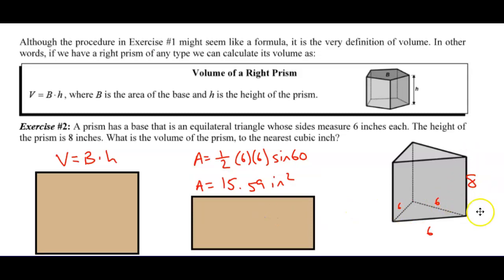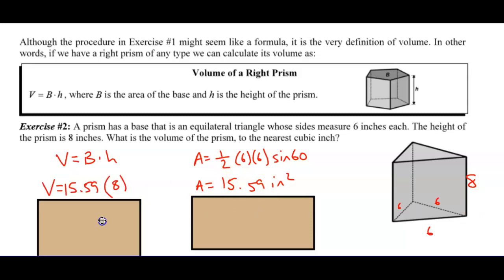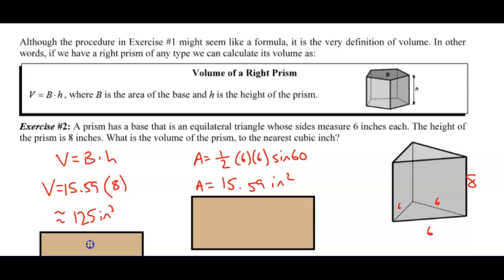And then what this is showing is 8 layers of 15.59 square inches. That's really what it means. So if I multiply that area of the base that I just figured out times 8, I get my volume to the nearest cubic inch. So try to get the area of the base as simply as you can.